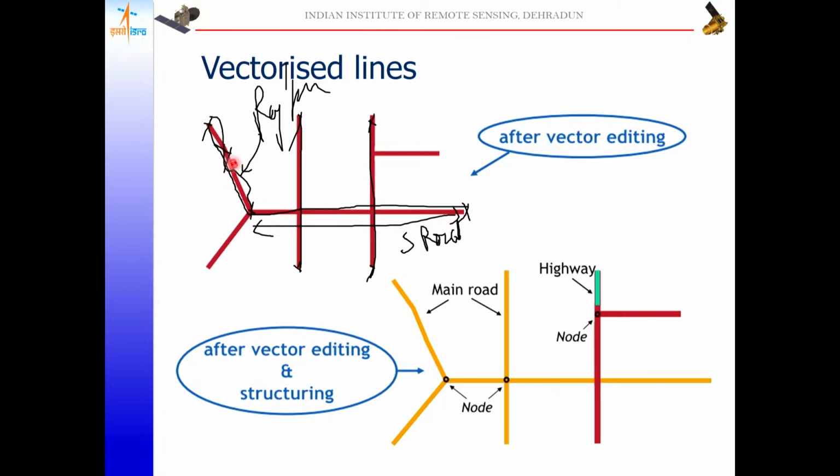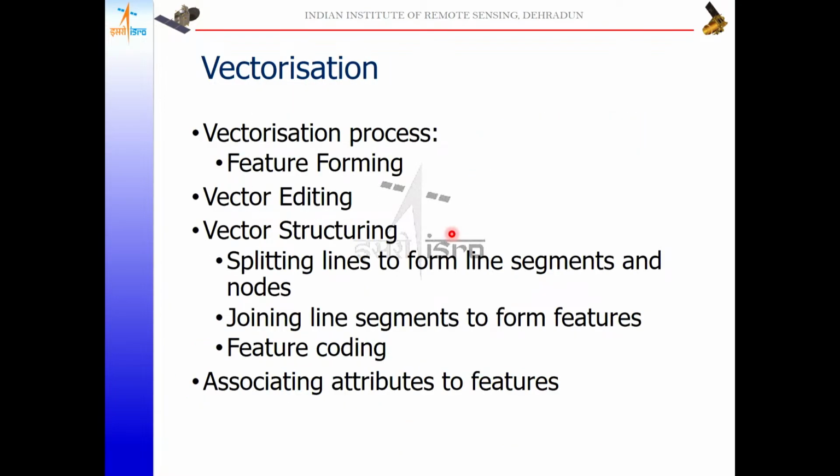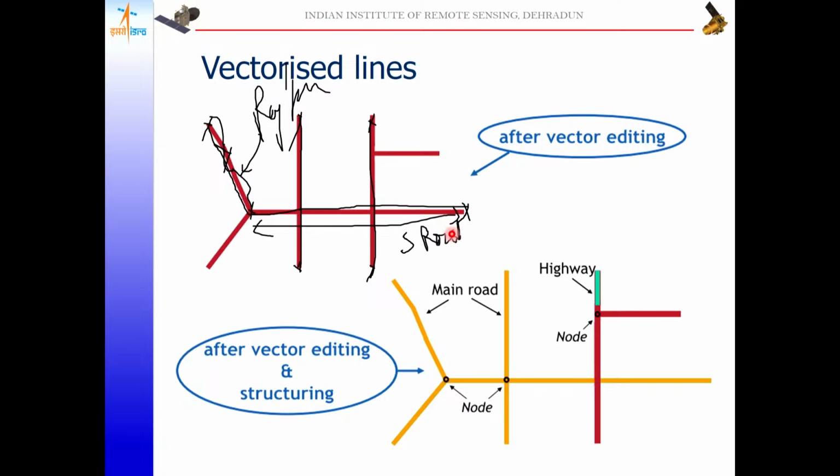This feature, which is currently one feature, needs to be split in two. If I can split this feature in two, we'll get two entries in the attribute table, so for one I can store a different name and for another a different name can be stored. This process is known as vector editing. First we have formed the features, then we will edit the features, then we'll structure them. So we are basically structuring and then associating attributes.